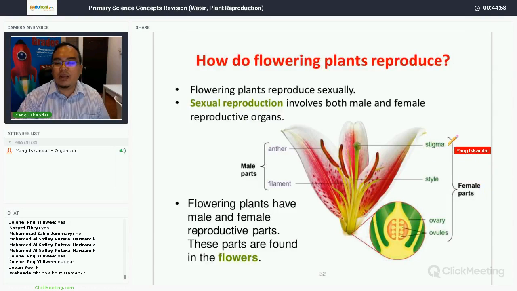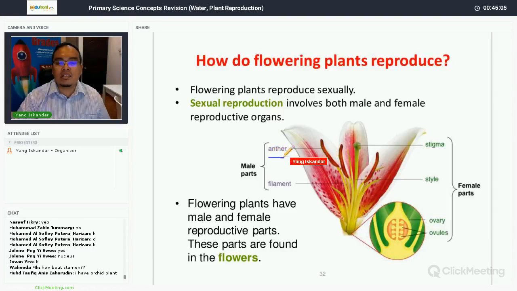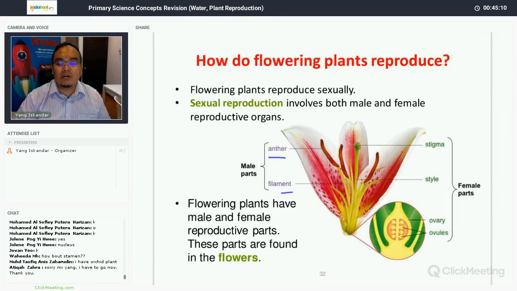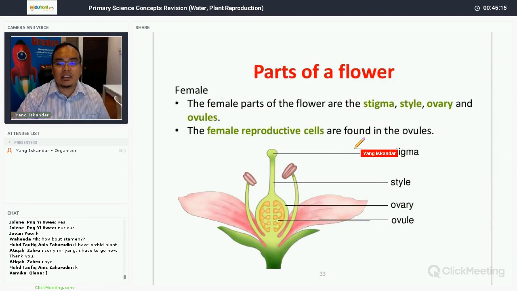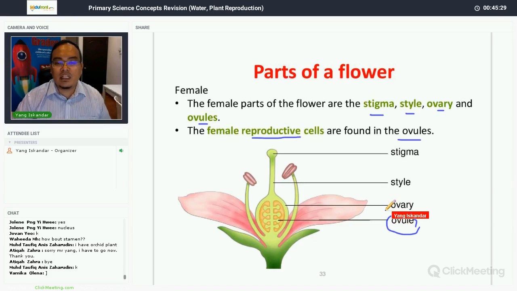So you can see here the female parts consist of the stigma, the style, the ovary and the ovule, while the male parts consist of the anther and the filament. We will look at it more deeply in the next few slides. Now the female part of the flower consists of the stigma, style, ovary, and the ovules. The female reproductive cells are found in the ovule. The ovule here is where you find the female reproductive cells.